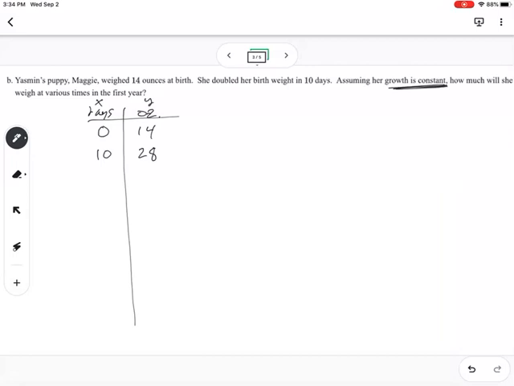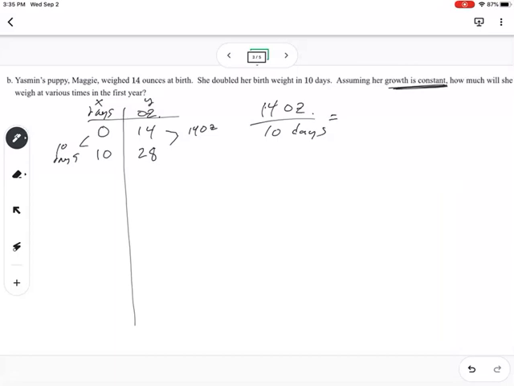Now, growth in constant means not necessarily that it's going to double every 10 days, but that it's a constant rate. So in order to think about that, we want to think about the unit rate. Going from 14 to 28, the puppy increased by 14 ounces. And that increase happened in 10 days. So the rate, if we want to look at it as ounces per day, is 14 ounces in 10 days.